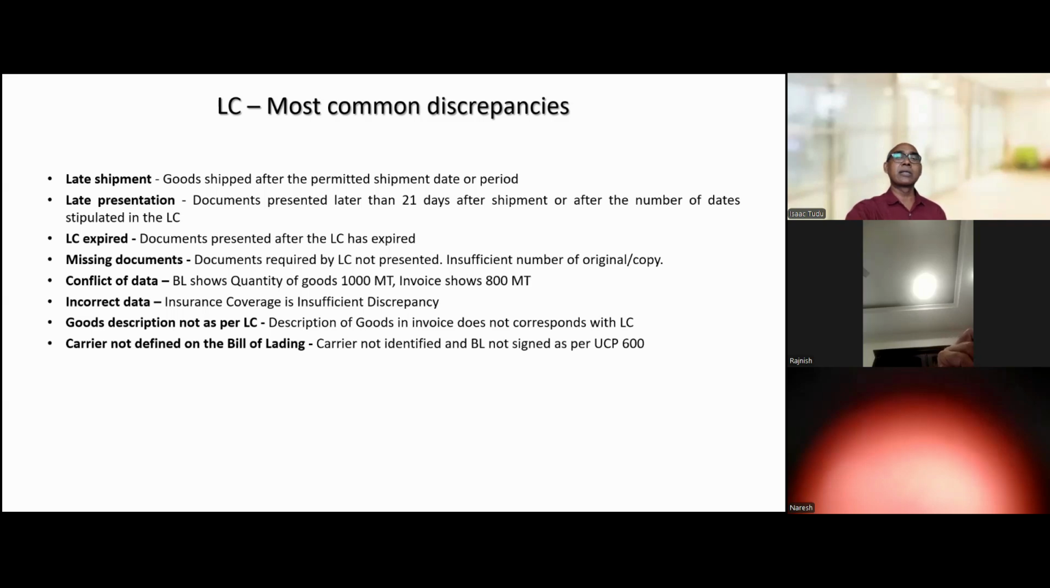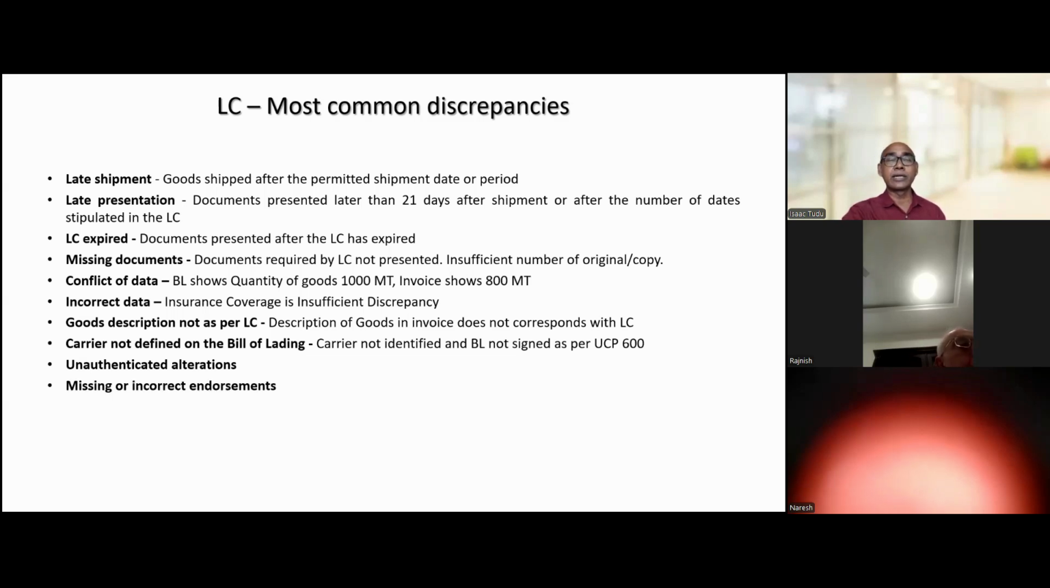Carrier not defined on the bill of lading. UCP says the carrier needs to be named, identified. The bill of lading does not indicate that. Okay, the signing part of the bill of lading, for example, unauthenticated alteration. So alteration has been observed. A correction or alteration is there, but not authenticated. So on the bill of lading, some correction was there, not authenticated.